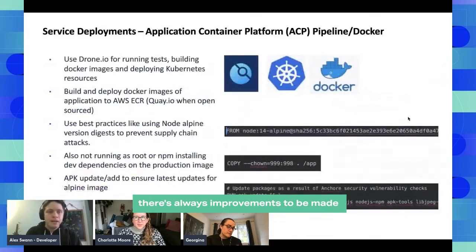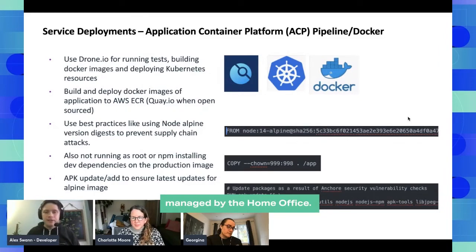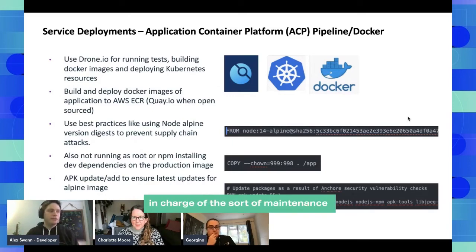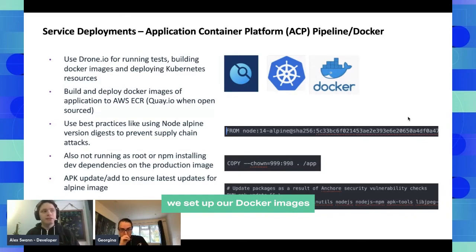For our service deployment, we've got something called the Application Container Platform, which is a platform managed by the Home Office. We have the shared responsibility model, is that right? Where they're in charge of the maintenance and support of the Kubernetes cluster that we make our deployments to. Whereas we need to be mindful of how we set up our Docker images, security around that, and obviously need to set up the Drone pipeline steps ourselves.